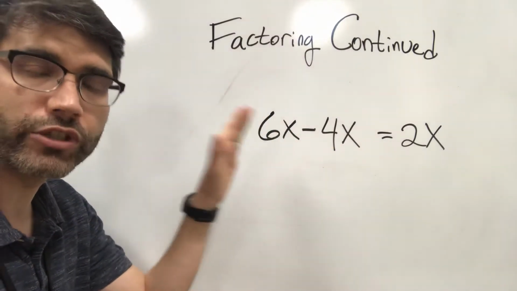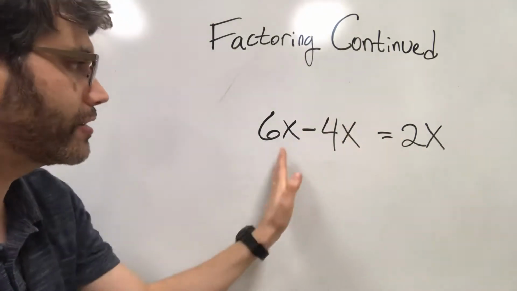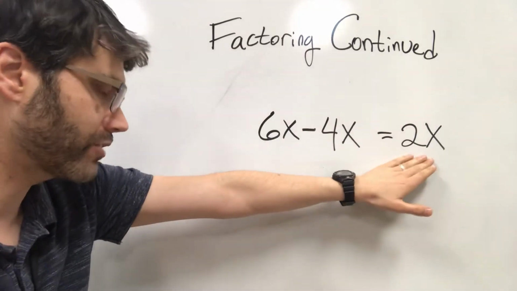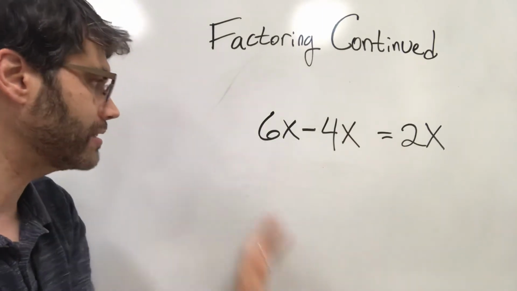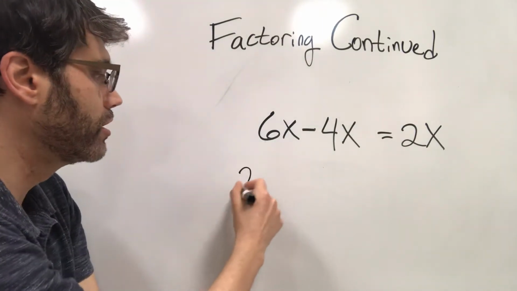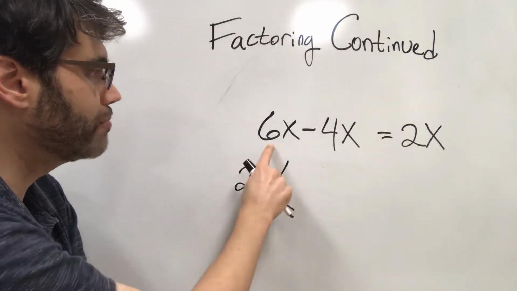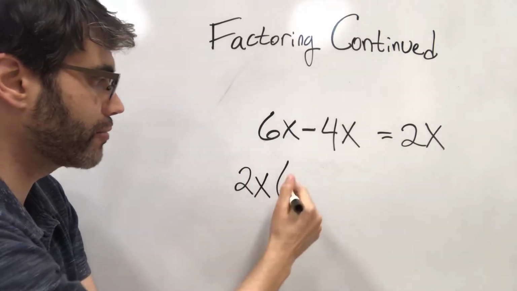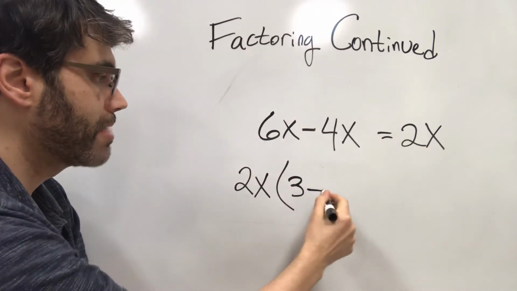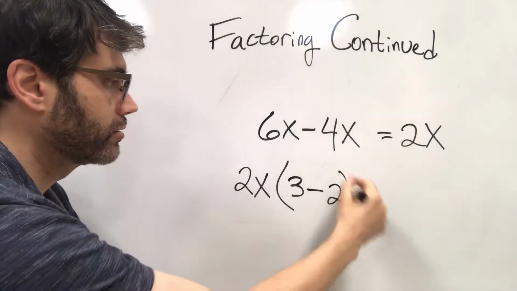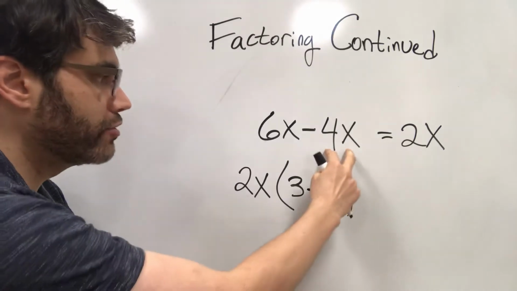So if I were to factor this, I understand that it can get back to 2x very easily. But let's say we weren't going to do that. We were just going to try to factor as is. We would pull out the 2. But we would also pull out an x. So now it would be just 3 here because 2x times 3 is 6x. And then here it would just be a 2 because 2x times 2 would give you 4x.